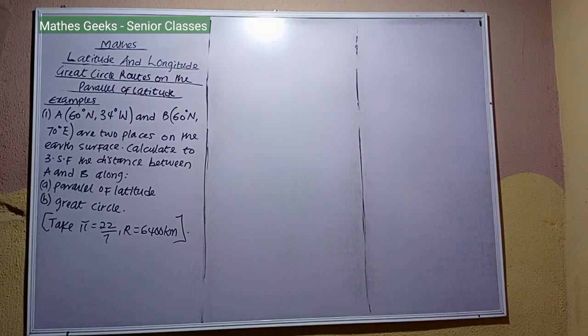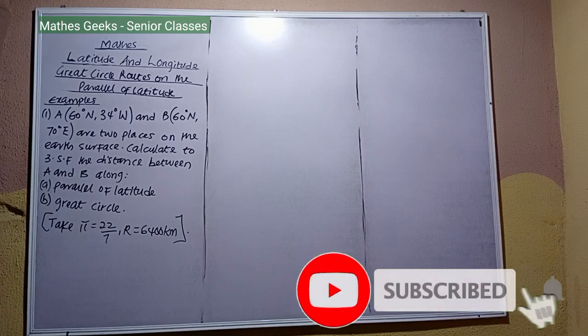Great circle routes on the parallel of latitude. This is a continuation of where we stopped in the last video, but in this video I'm still going to make emphasis on the two formulas, especially the split method and the direct formula method. So I'm going to take two more examples, and on those two examples I'll be looking at the two methods again.